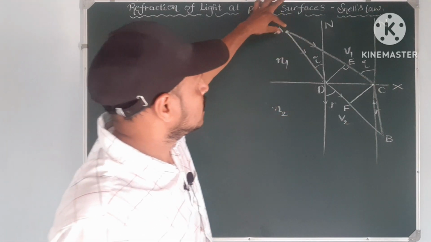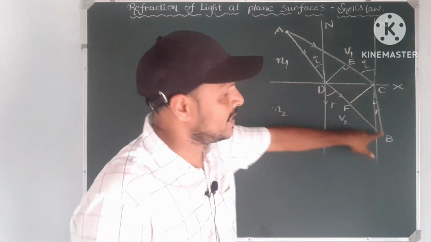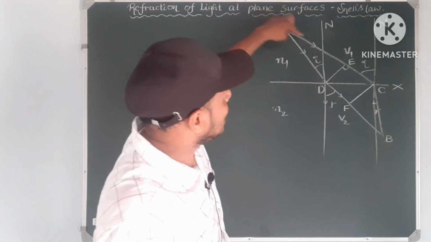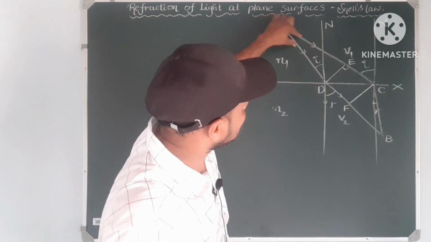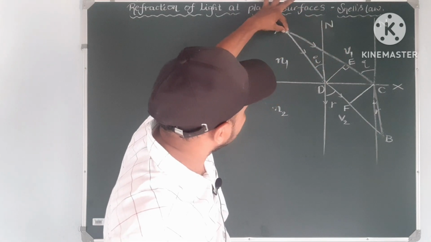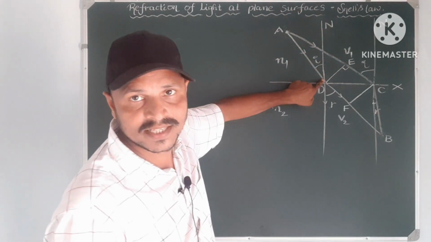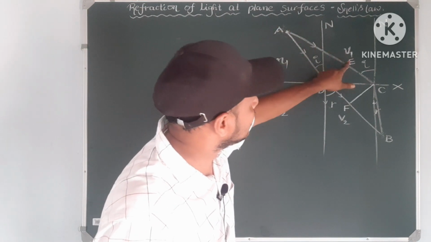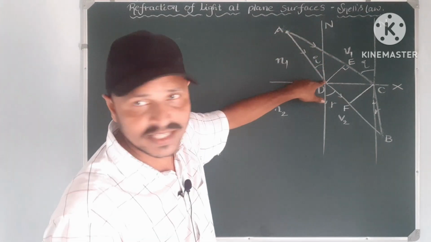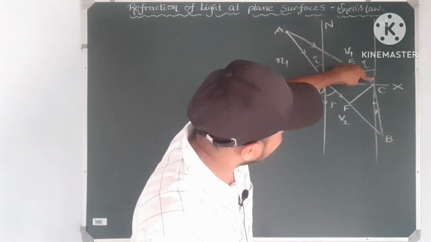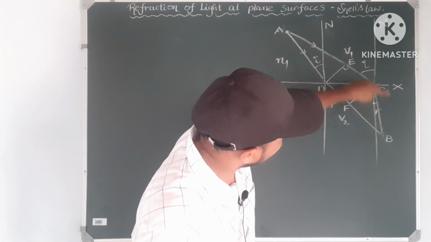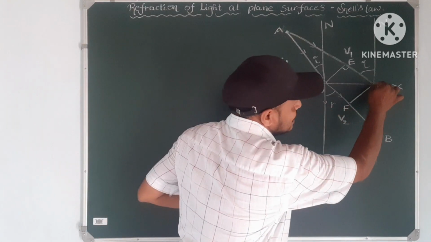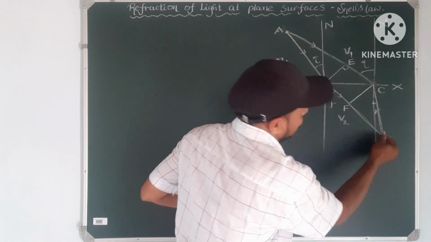Just observe here, ACB and ADB take the same time to reach B. Here observe AE and AD are at the same distance, because this is the perpendicular line. So AE and AD are the same distance, AE is equal to AD. That's why the time taken to reach from A to E and A to D is the same. And here the time taken to reach B from C is equal to the time taken to reach B from F, because CB is equal to FB.